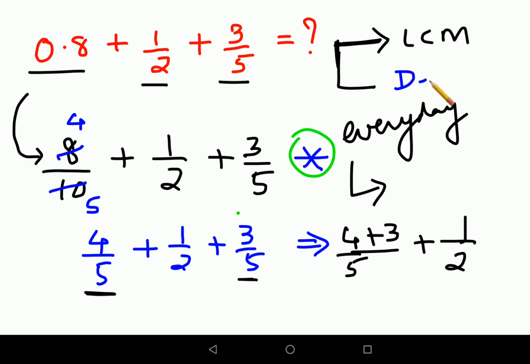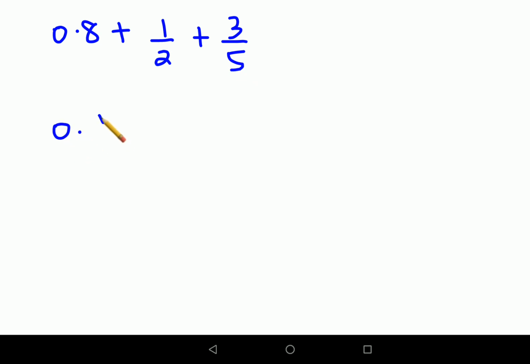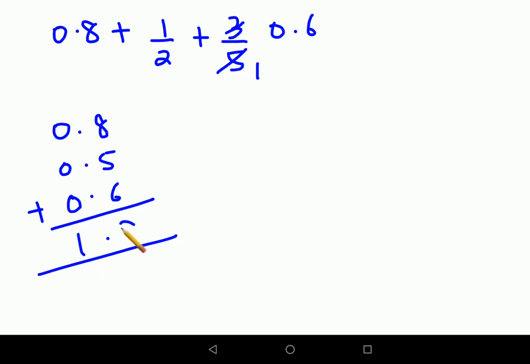Now next, go to the next method. The next method is nothing but just converting everything in decimals. So coming to the question again, we had 0.8 plus 1 upon 2 plus 3 upon 5. So here in this case, you will keep your 0.8 as it is. 1 upon 2, as we know, half is nothing but 0.5. And you will do the division here, so 5 ones are, and you will keep a 0 point, and then you will get a 30. So we know 5 6 are gets you 30, so 0.6. After this you directly add them, so you get the answer as 1.9.